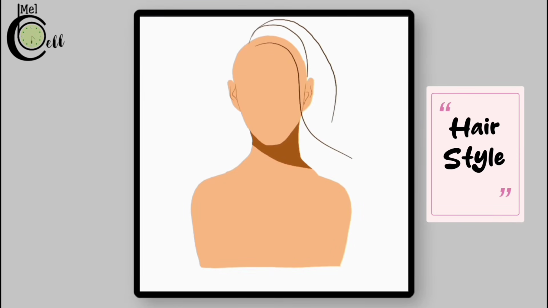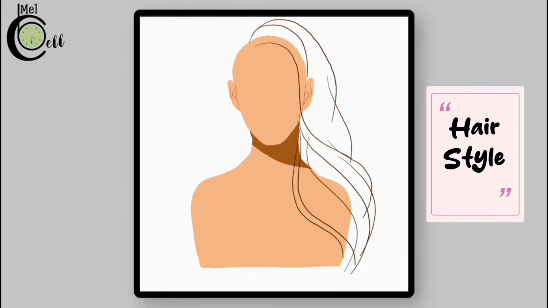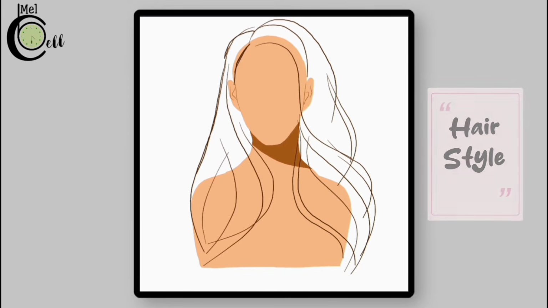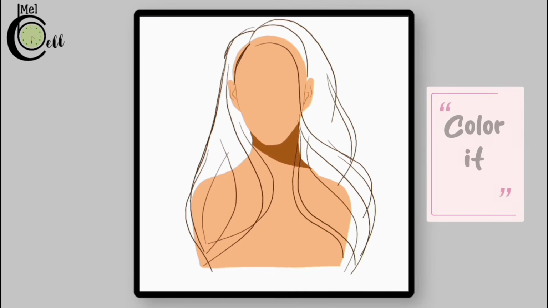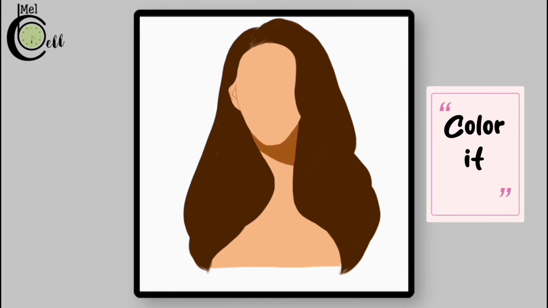When drawing hair, the first step is to determine the shape and style of hair. This will help you understand overall structure and flow of hairstyle. Once you're done with the structure, color the hair following the same pattern you have selected for hairs.